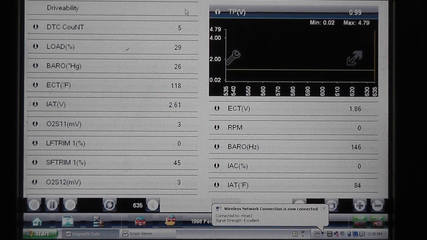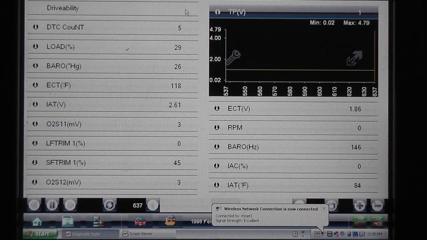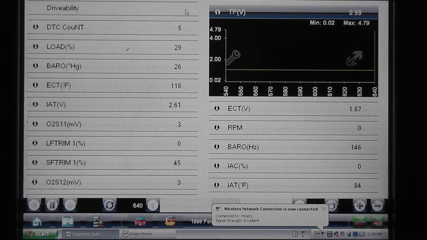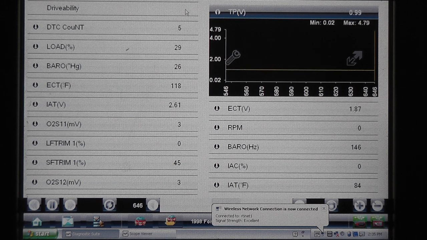Okay, this is a TPS sweep test using the scan tool. What I wanted to show is the need to do this slowly to catch any kind of glitch or dropout, because the update rate is so slow on the scan tool, in particular on some vehicles. Some are faster than others. So I'm going to show you the scan tool.